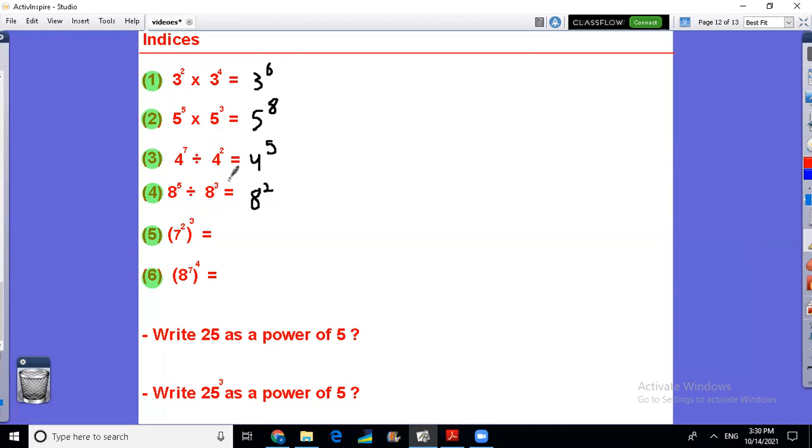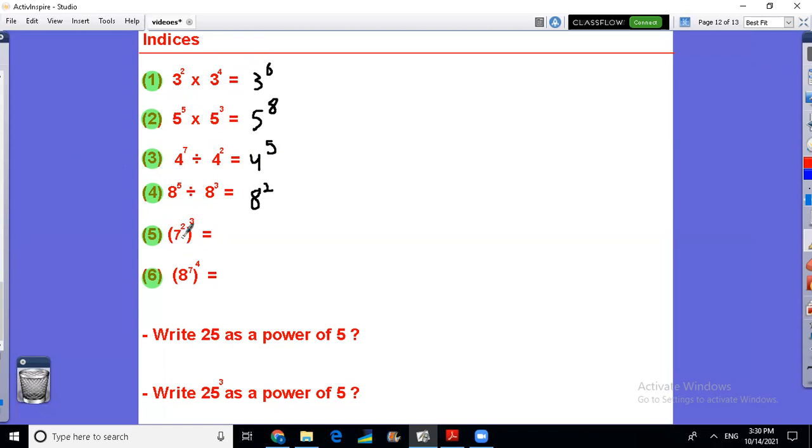Okay, if you noticed, we do this only if the base here is just the same, like 3, 3, 5, 5, 4, 4. They are the same, so we add the powers. If the bases are the same, we just add them up if it's multiplication, or we subtract them if it is division. All right, let's go to question number 5 right now.